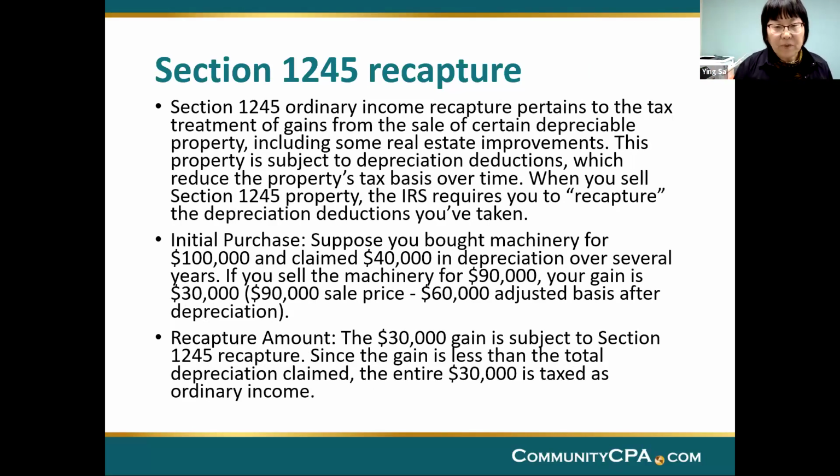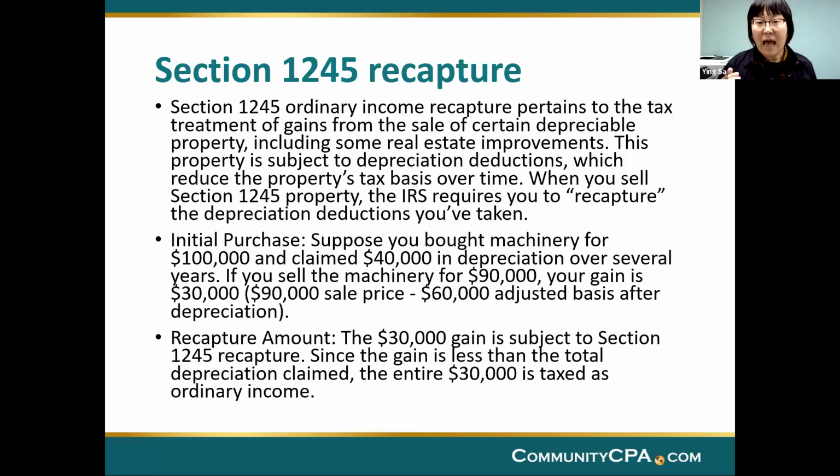So, for example, you bought a machine for $100,000 and you claimed $40,000 in depreciation over several years. If you sell the machine for $90,000, your gain is what? Your gain is $90,000, the sell price, minus your book value. What is your book value? $100,000 you bought it for, and $40,000 that depreciated away. So your book value was $60,000. So your gain is $30,000. That $30,000 gain is subject to Section 1245 recapture. That $30,000 gain is taxed as ordinary income.